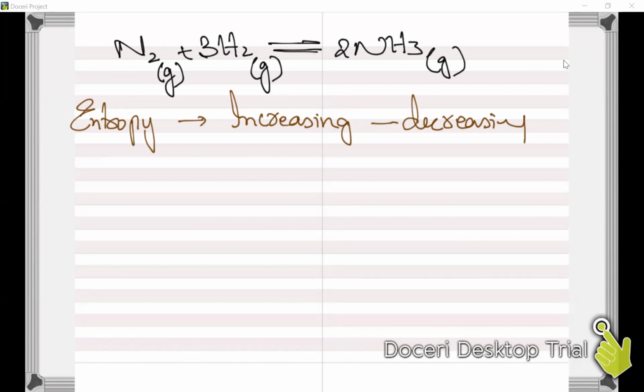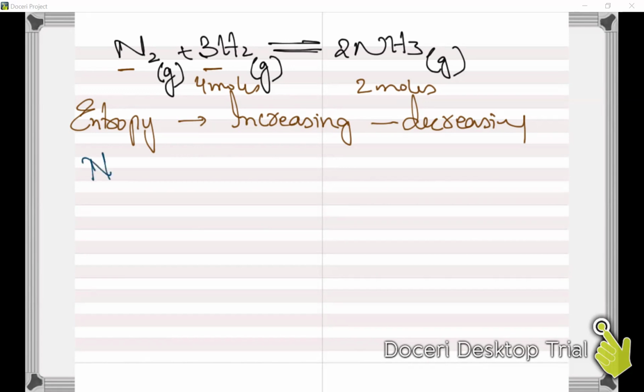How will you calculate the entropy? Excellent, Abdullah. You will see the moles of the gases. If we see over here, in this case, we have 4 moles of the gases, 3 of hydrogen and 1 of nitrogen. And after the reaction, there are 2 moles of the gases, which is ammonia. So what do you think? Is the entropy of the system decreasing or increasing?